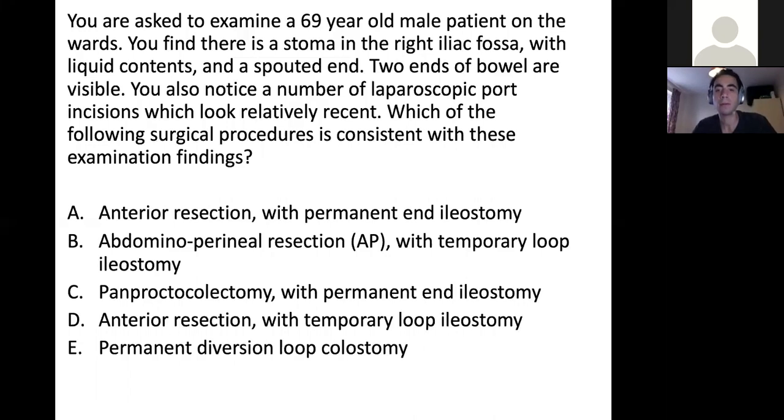Now, that narrows it down to between B and D, not E. The only reason to have it... you would never really do a loop ileostomy in an abdominoperineal resection, which we'll explain in a second, and why you are very unlikely to ever do that. So that leaves the only correct answer as D.